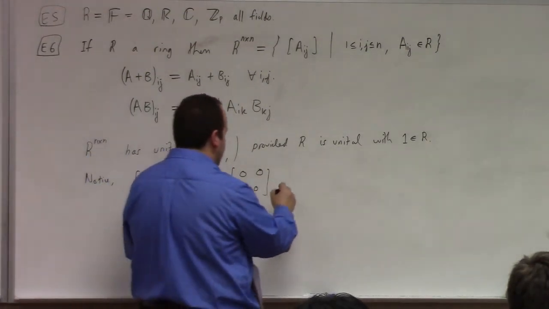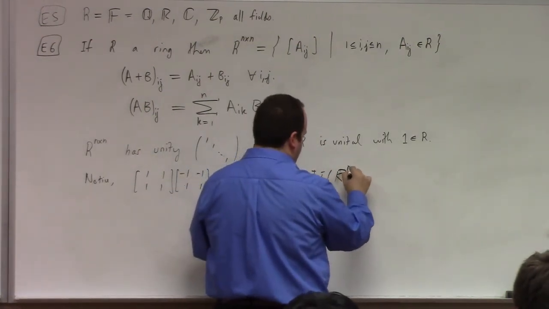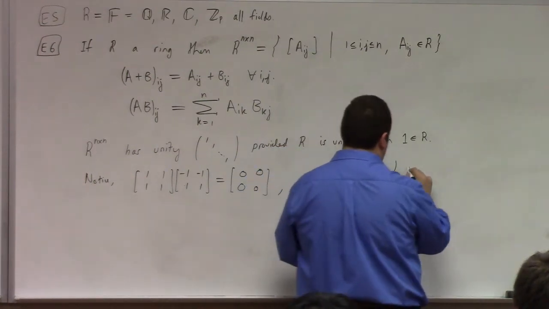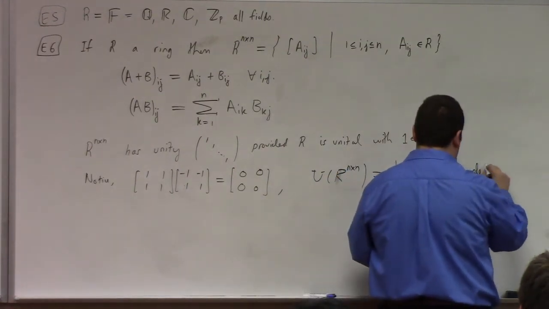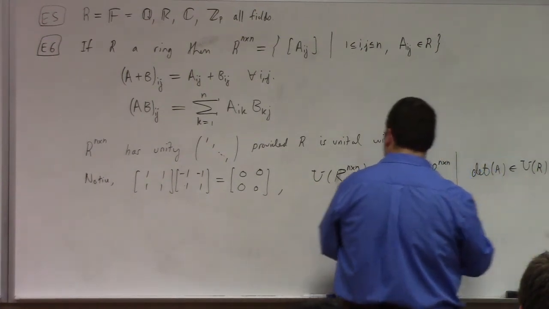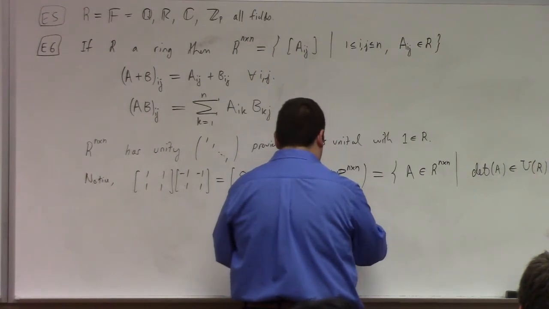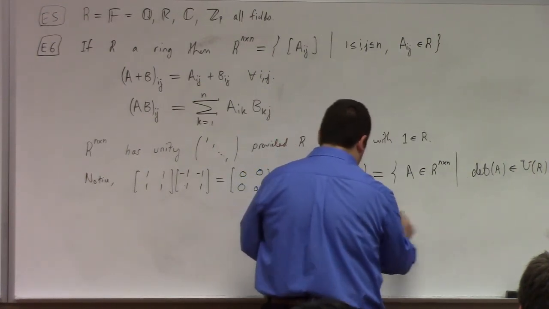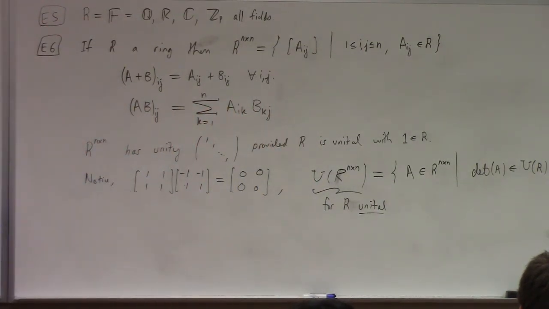We've actually talked about the group of units of this thing before. U of R n by n would be A in R n by n, such that the determinant of A is an element of the units of the ring. So this is assuming R unital. If R is a unital ring, then you can talk about the group of units in the matrix ring. It's the matrices for which the determinant's a unit.